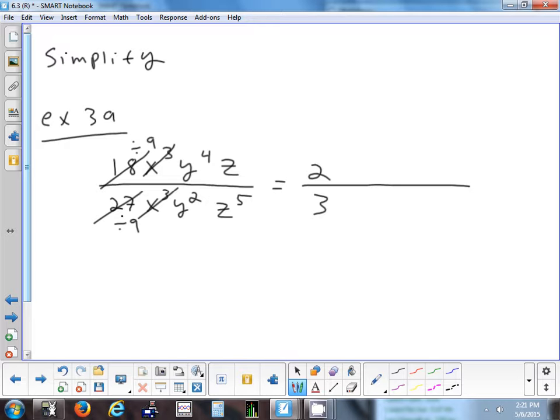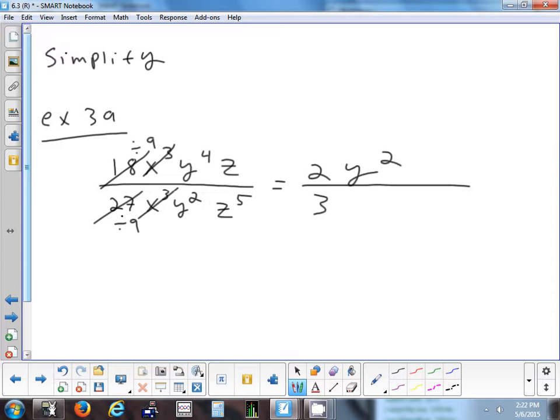Okay, go to the y's. Justin, where's my bigger exponent for the y's? Top. So y is going to go in the top. Then, what power is going to go on the y? 2. 4 minus 2? 2.